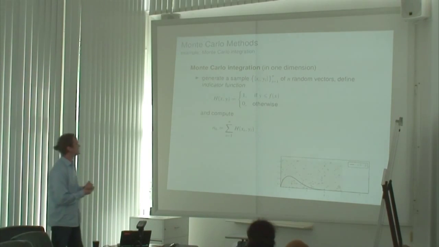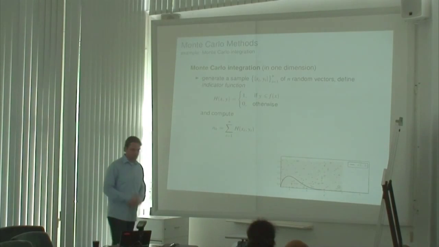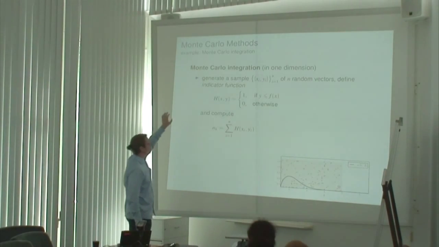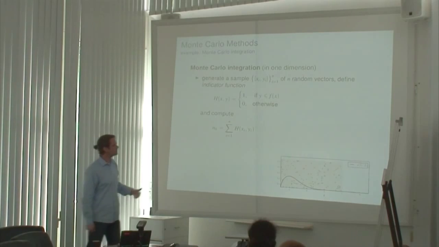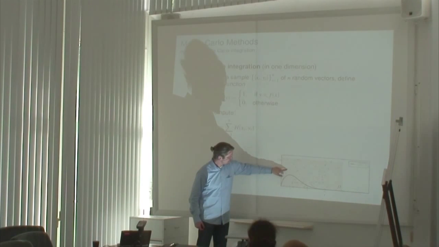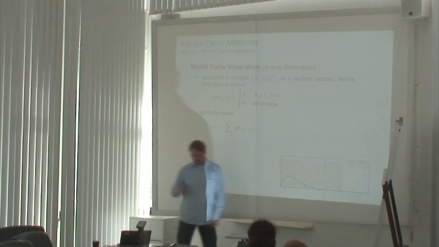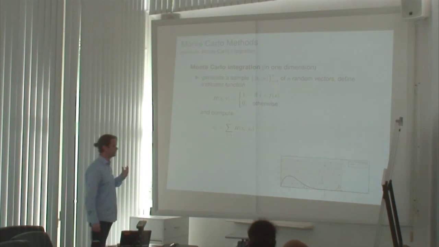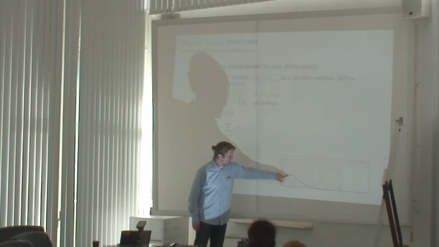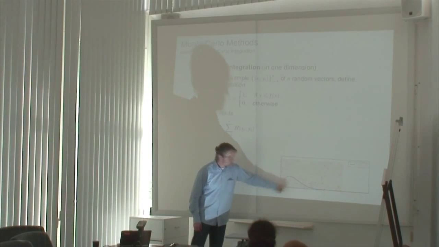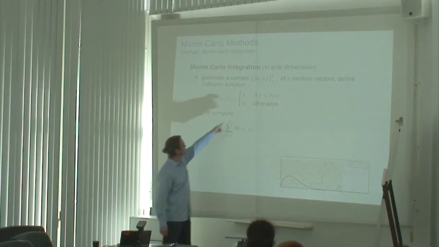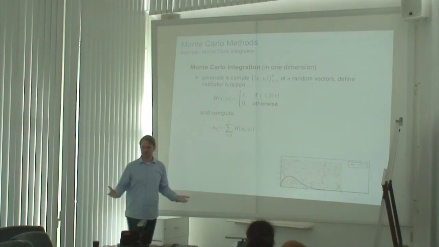An indicator function is a function depending on two parameters, x and y. We're talking about a two-dimensional example here. And the value of h of x and y is 1 if the y-coordinate of whatever point we consider is below the value of this function f at the corresponding point x. So for this point here, the y-coordinate is above f of the x-coordinate. But for this point here, the y-coordinate is below f of the x-coordinate. If it is above, we set this indicator function to 0. If it is below, we set it to 1.